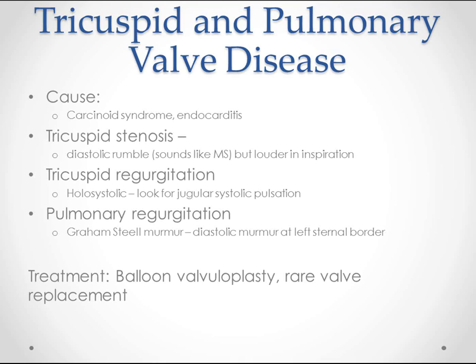Pulmonary regurg, you get the Graham Steell murmur, which is just a diastolic murmur at the left sternal border. Remember, the left sternal border, fifth intercostal space. The second intercostal space is the pulmonary listening spot. With these, you can do balloon valvuloplasties. It's rare to do a valve replacement on either the tricuspid or pulmonary valves.